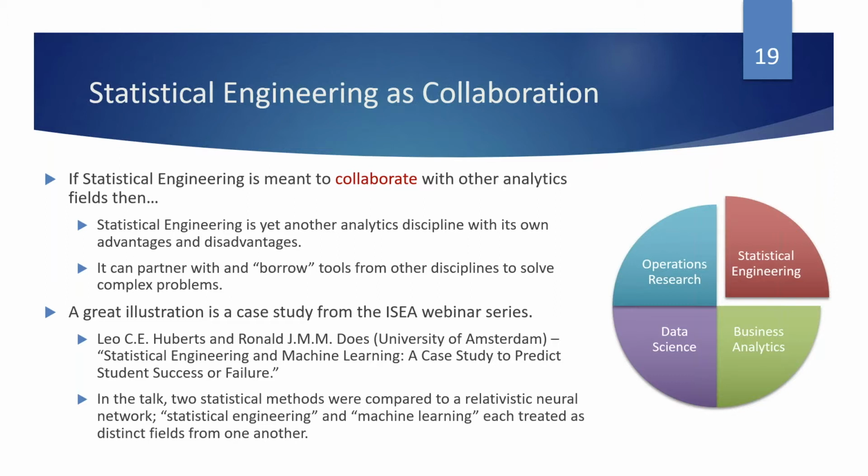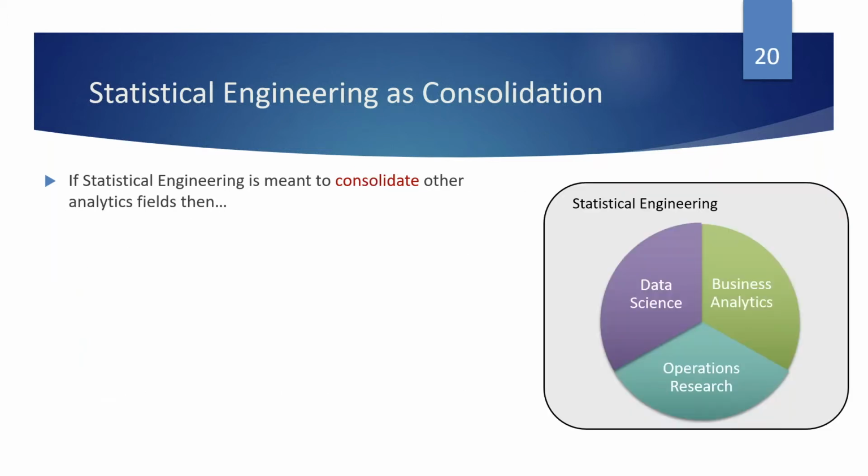If you still don't understand, think of it this way. What if instead the talk had been titled Statistical Engineering, a case study to predict student success or failure? And then it presented 3 statistical engineering methods. Notice in that case, all the methods are considered a statistical engineering tool. This is an example of what we'd call statistical engineering as consolidation.